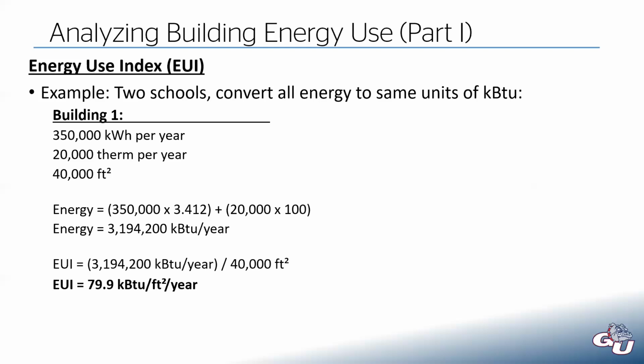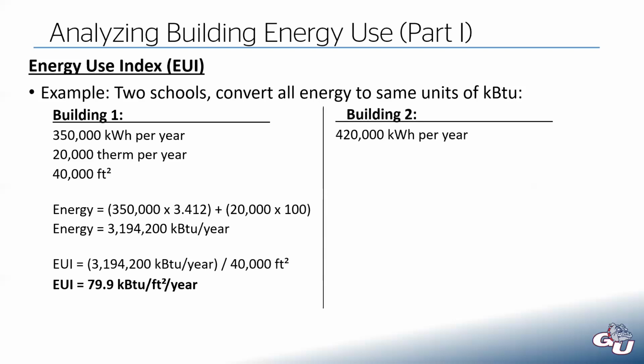So that's the first building. And let's say you had a second school building. Uses a bit more electricity, 420,000 kilowatt hours. Also uses a bit more gas, 32,000 therms, but it's also bigger, 70,000 square feet versus 40,000.